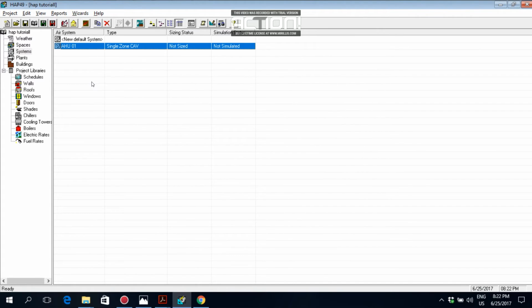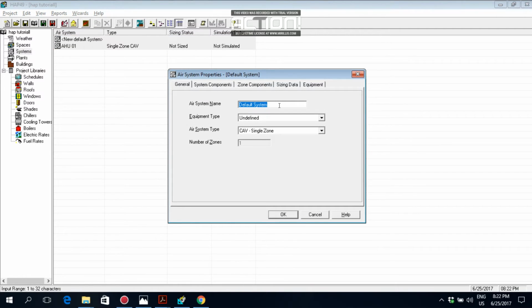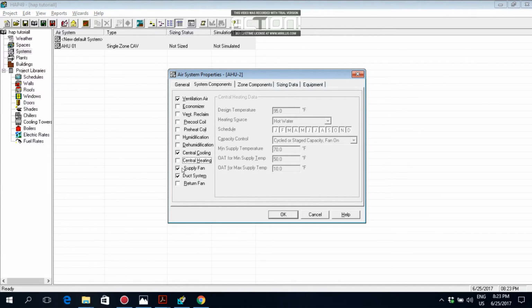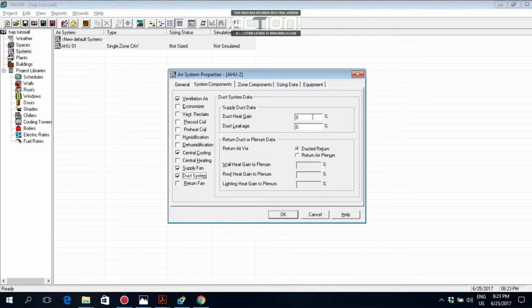However, there are advanced options in this system, but these are the basic options, the basic information you have to enter for the system. Let's create another system, another air handling unit. So this is AHU02, make it fast. System tab, again chilled water, air handling unit, CAV single zone, system components, ventilation should be there, central cooling, there is no central heating, supply fan, okay, duct system 10%, 5% over here which is duct leakage.